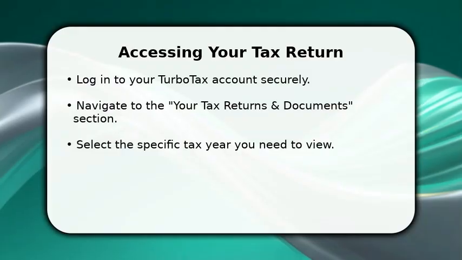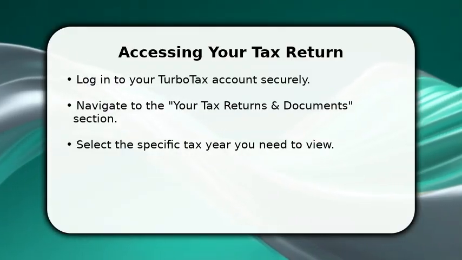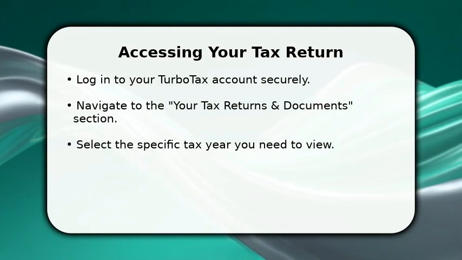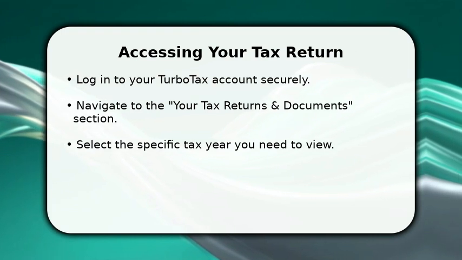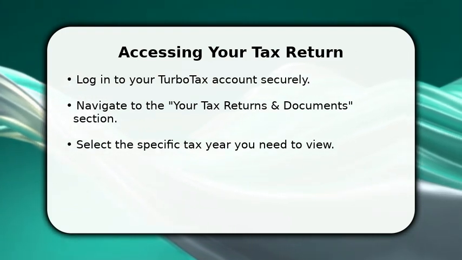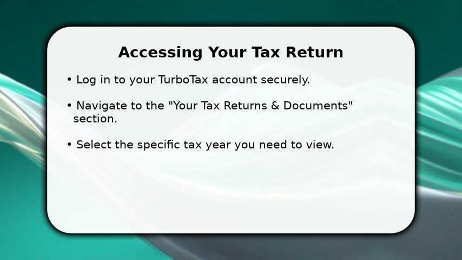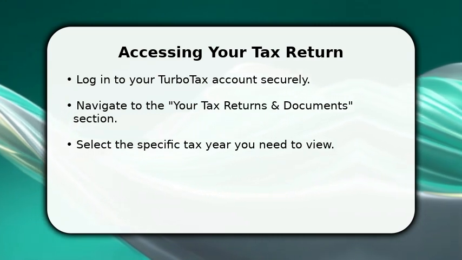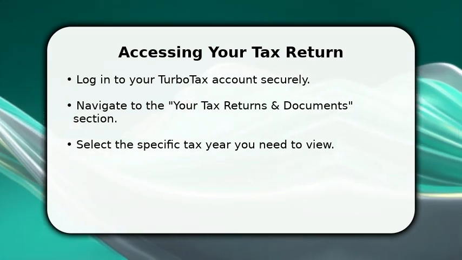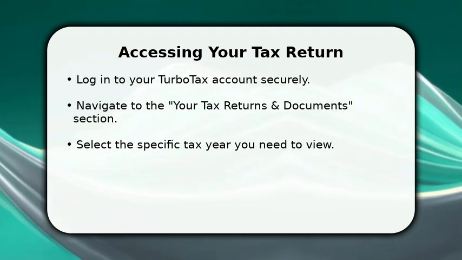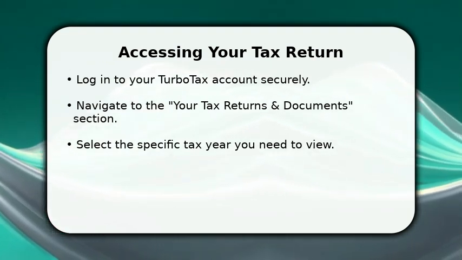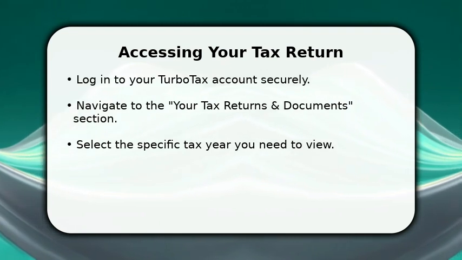Enjoy the video. In this video, I will explain how to get your tax return from TurboTax using an easy method. First, log into your TurboTax account. Once logged in, look for the section labeled Your Tax Returns and Documents. This is where all your filed returns are stored. You'll then select the specific tax year you wish to access. It's a straightforward process designed for your convenience.